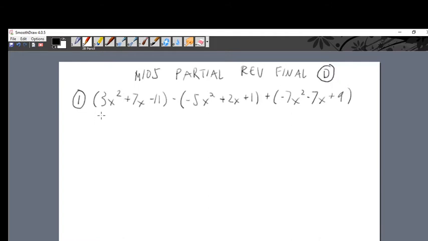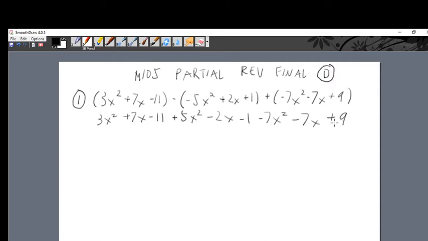So this is going to be 3x squared plus 7x minus 11 unchanged. This minus will change everything inside the parentheses. Whatever it used to be, it's changed. It used to be minus, now it's a plus. Used to be a plus, now it's a minus. Used to be a plus, now it's a minus. This won't change. All right, the plus won't change anything. Minus 7x squared minus 7x plus 9.